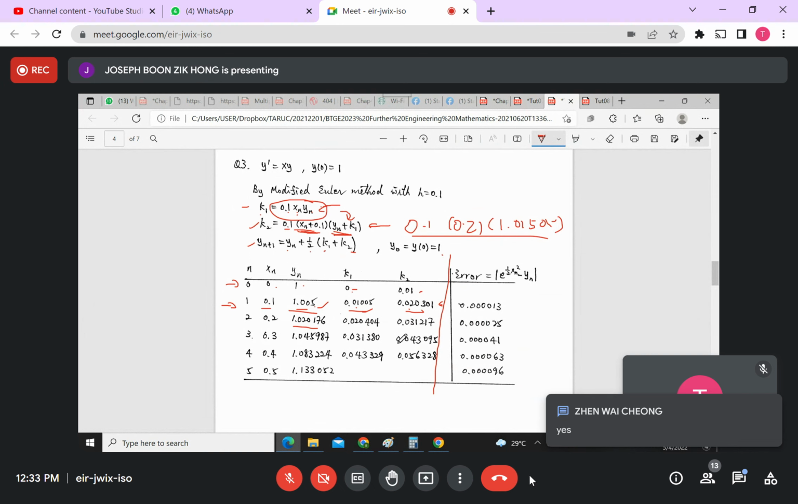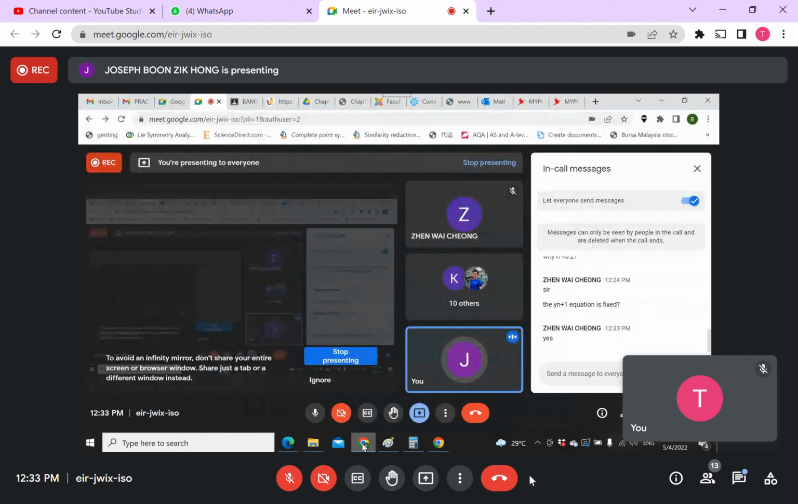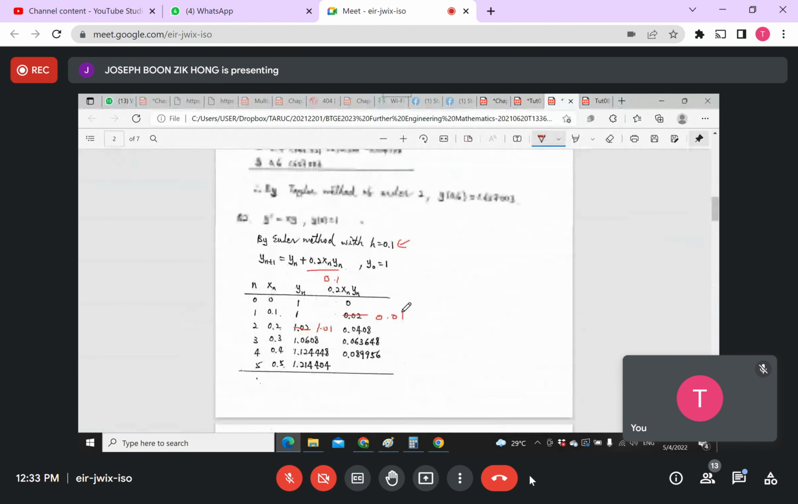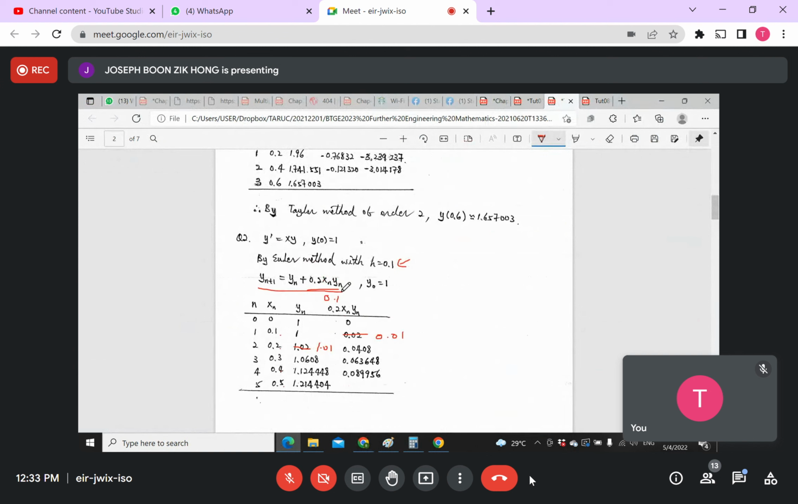Any questions before I proceed to the third one? Okay, so the yn plus 1 equation is fixed. You mean for this one, is it? The formula is fixed. The formula is always yn plus 1 equal to this one. Just that xn, yn is different, so it will always change, but the formula is still the same.